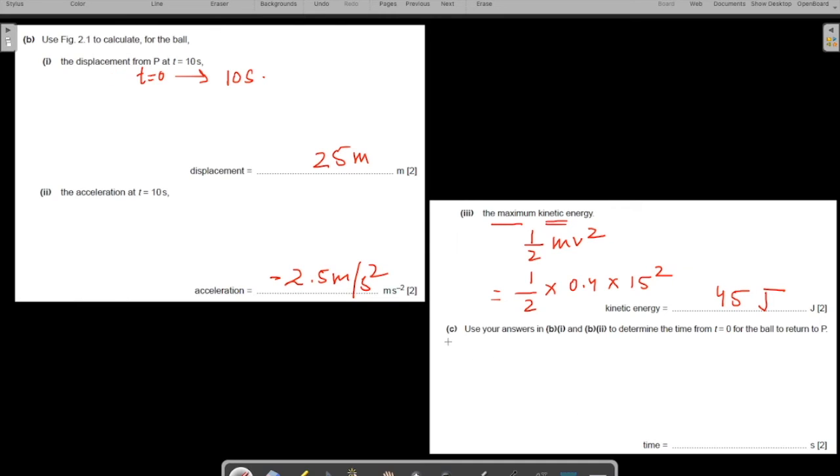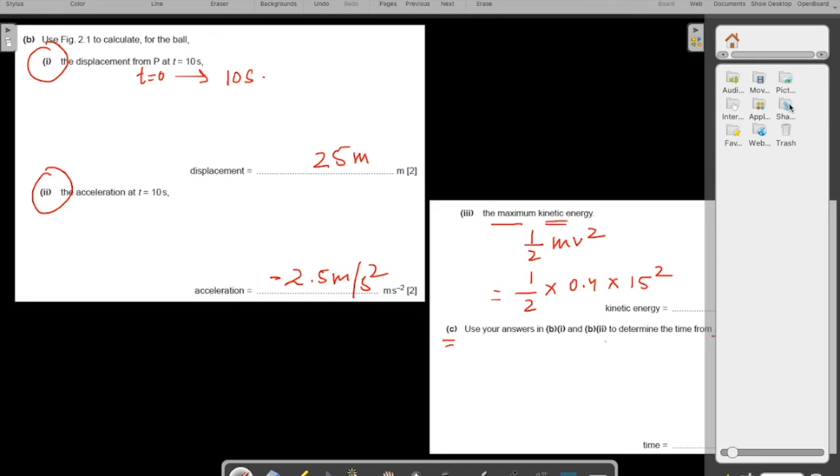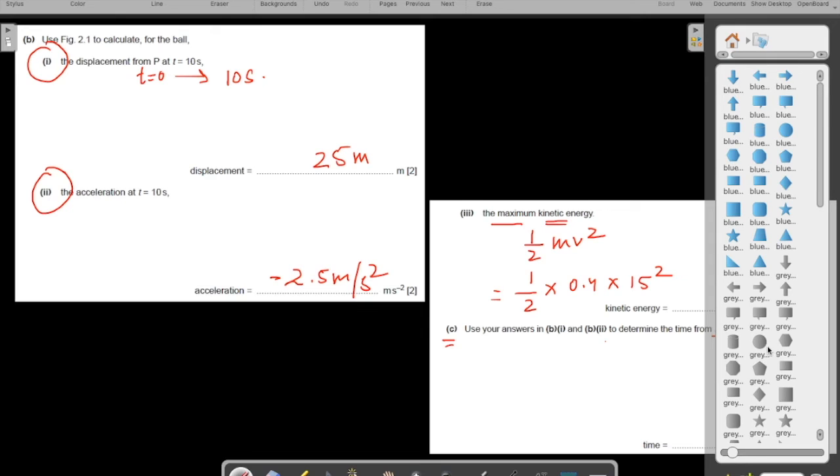Let us come to the last part. Use your answer in B1. So they are talking about your answer in B1 and B2 to determine the time from t is equal to 0 for the ball to return to point P. So what is happening? Let us understand. Let us take the ball as well, and let us understand what is happening here.